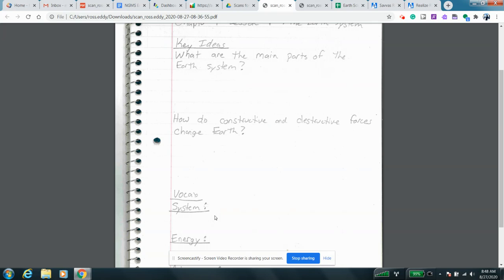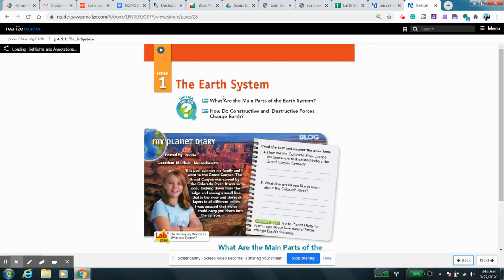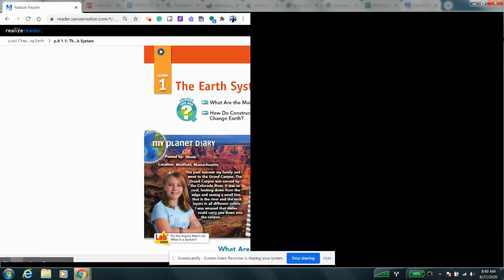Okay. So what does that look like? So in our textbook, the first thing is, here's our main ideas. So what are the main parts of the Earth system? And I'll do this as a side by side.